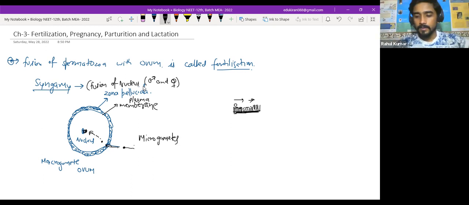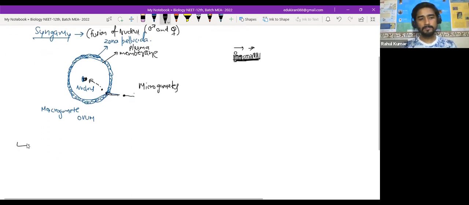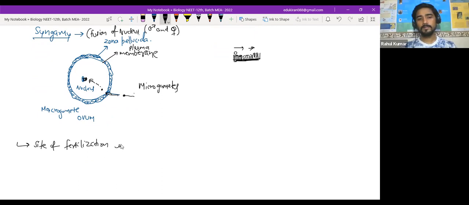Okay. Now, so this is fertilization. And what is the site of fertilization? The site of fertilization is the isthmus-ampulla junction, or ampulla-isthmus junction, depending on from which direction you are saying it.